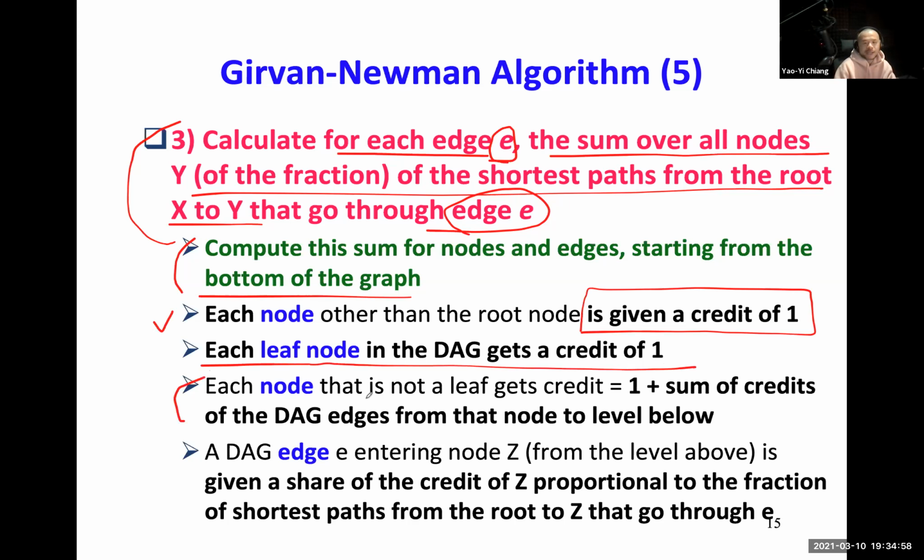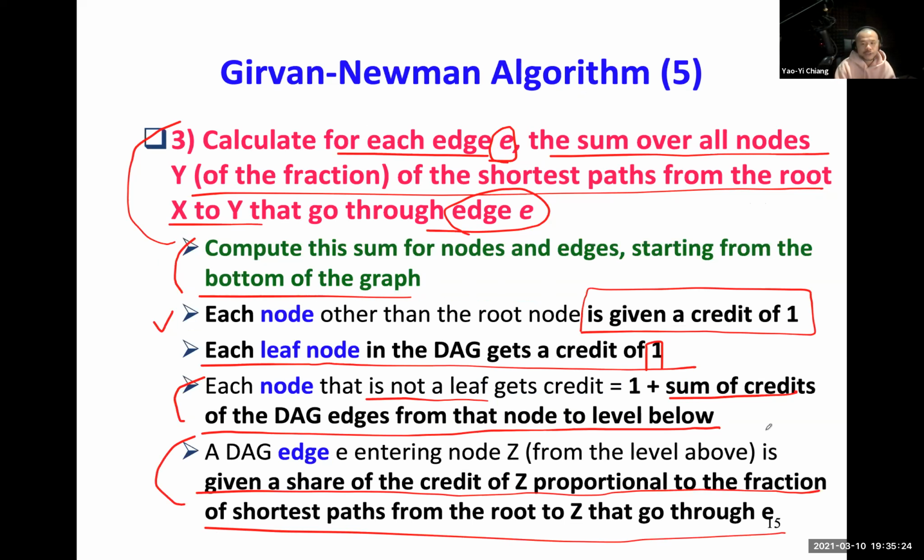Each node that is not a leaf node gets a credit of 1, plus the sum of credits of the DAG edges from the node to the level below, right? Those are all the shortest paths that have to go through this node. A DAG edge entering the node Z is given a share of the credit proportional to the fraction of the shortest paths. That's for G. We're going to look at this on the next slides.